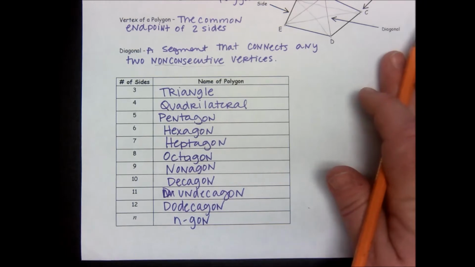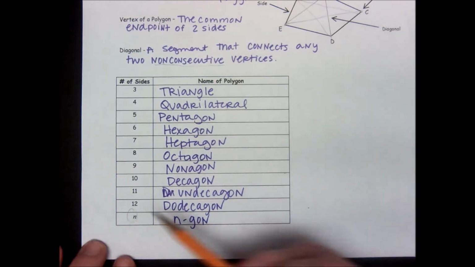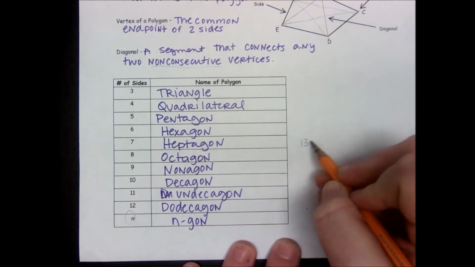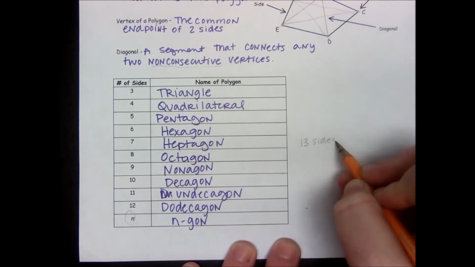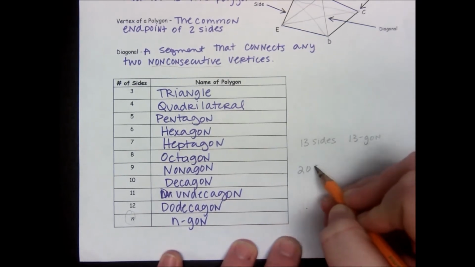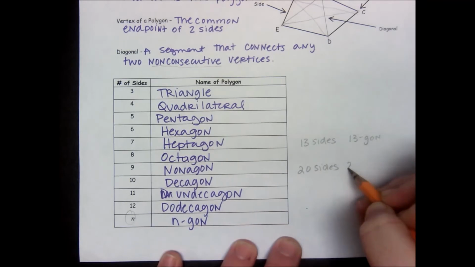And then if I don't know the number of sides, the amount of sides, we call it an n-gon. So if I ended up with a figure with 13 sides, it would be a 13-gon. Or 20 sides would be a 20-gon.